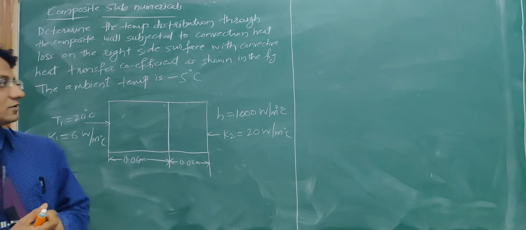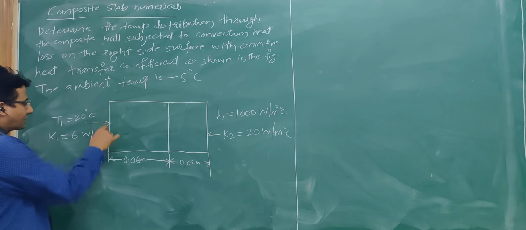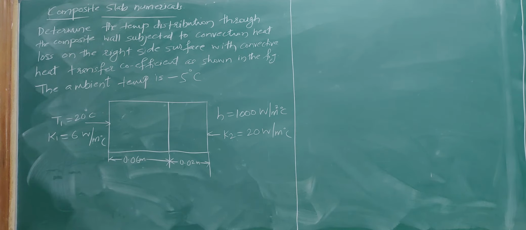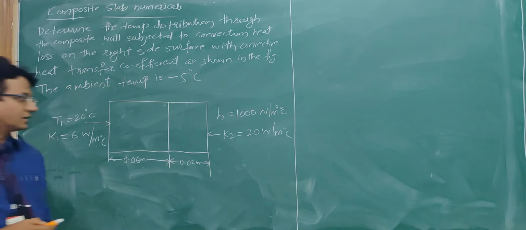There are two slabs attached together. One has a thermal conductivity of 6 watt per meter degree centigrade, and the second has a thermal conductivity of 20 watt per meter degree centigrade. The boundary conditions specified are: at the left end there is a temperature T1 specified as 20 degree centigrade, and at the right side there is convection with a convective heat transfer coefficient of 1000 watt per meter square degree centigrade.